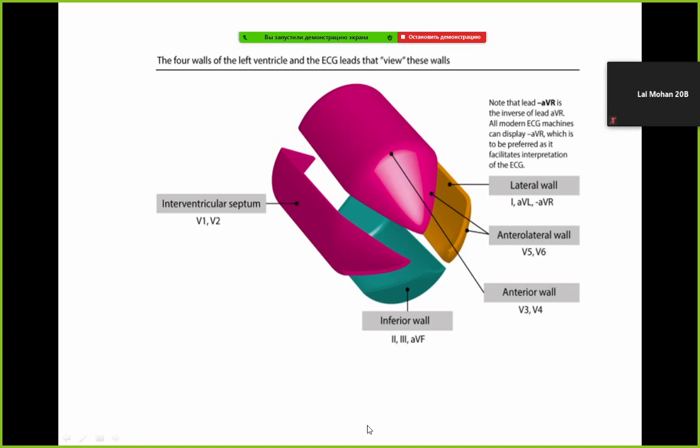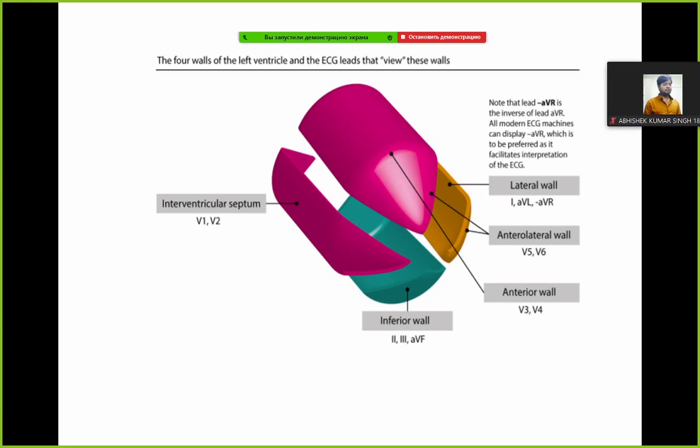This figure shows that the 12-lead ECG records information on electrical activity of the left ventricle and not so much of the right ventricle. As seen in this figure, the left ventricle has the shape of a bullet, and the left ventricle is traditionally divided into 4 walls. The figure shows which lead best observes electrical activity of each wall.